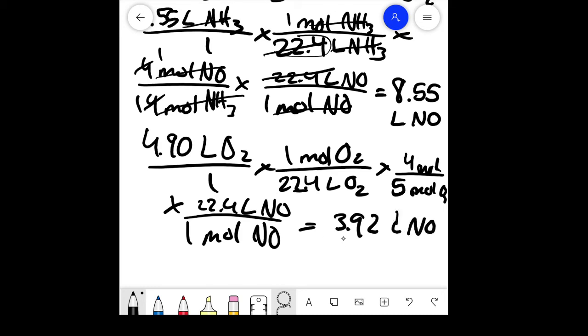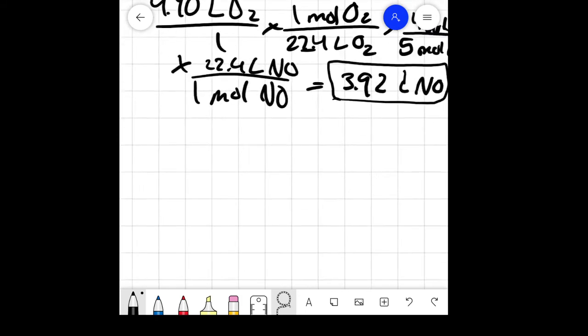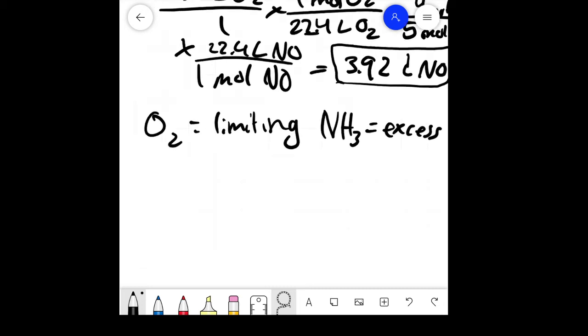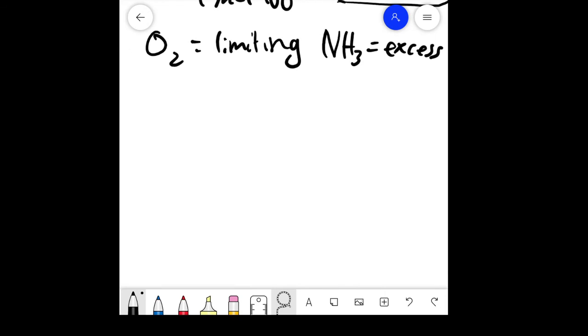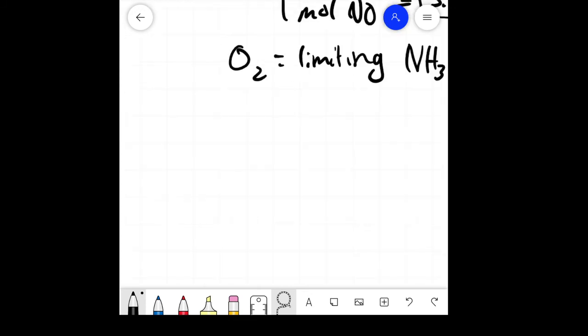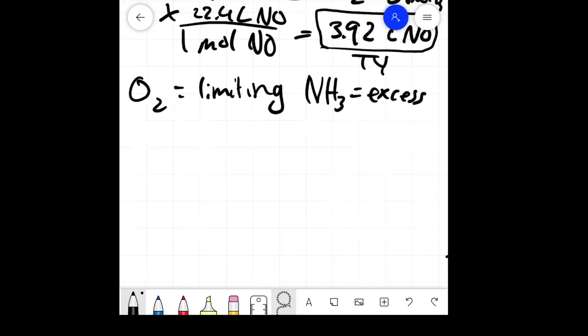Now, since this is the smaller amount, remember this is the actual answer, and that means oxygen is the limiting reactant, and ammonia is the excess reactant. So now if it asks you how much of your excess is left, you need to use either the theoretical yield or the limiting reactant and work backwards.